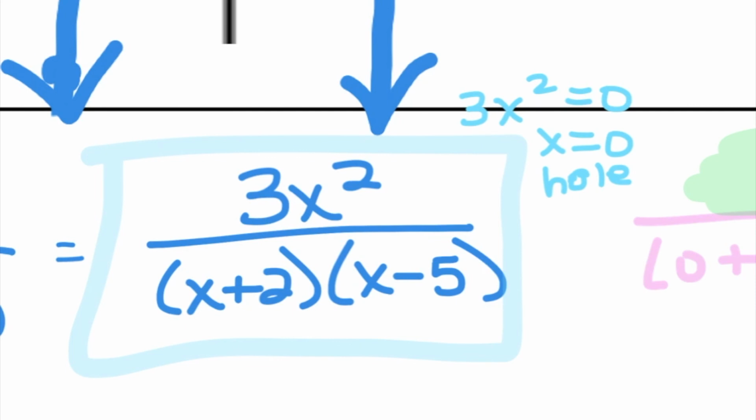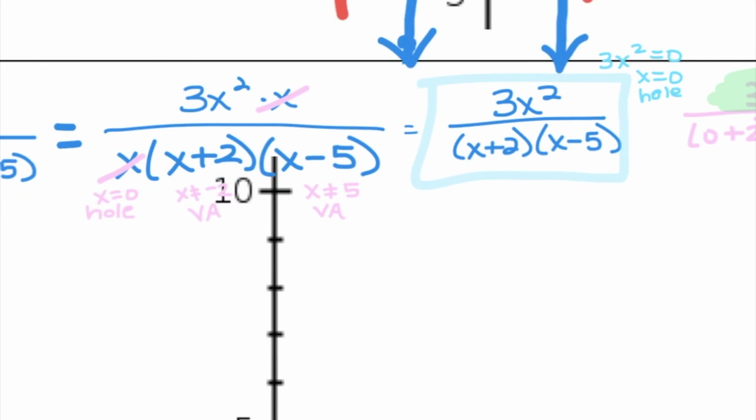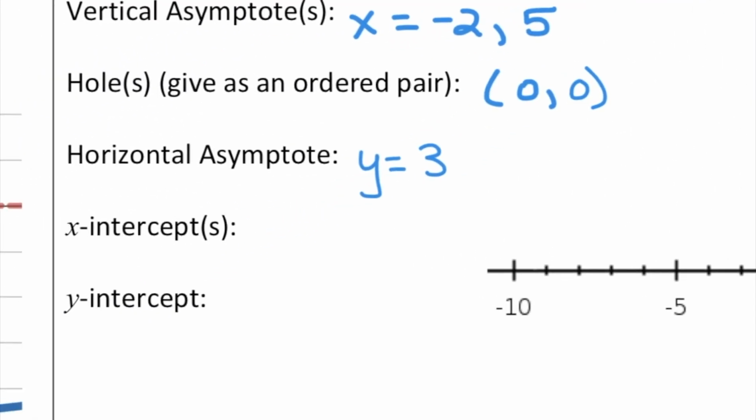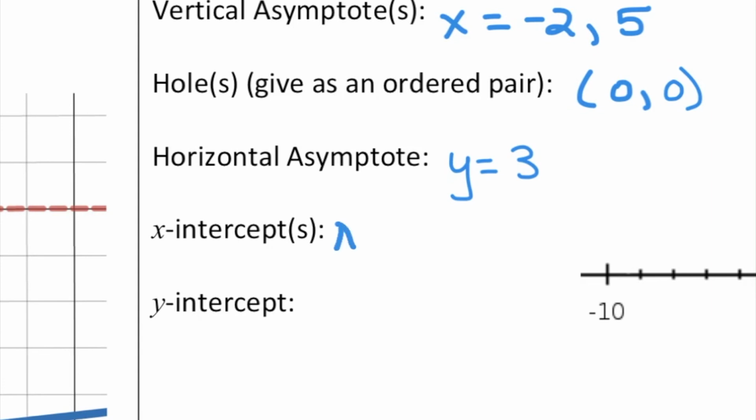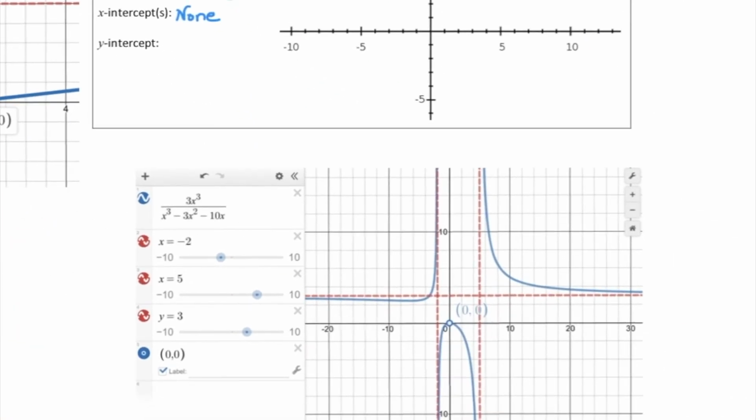So when you look at the graph, it looks like there's a value of the function at (0, 0), but in actuality, it's a hole. So in fact, there are no x-intercepts. None.